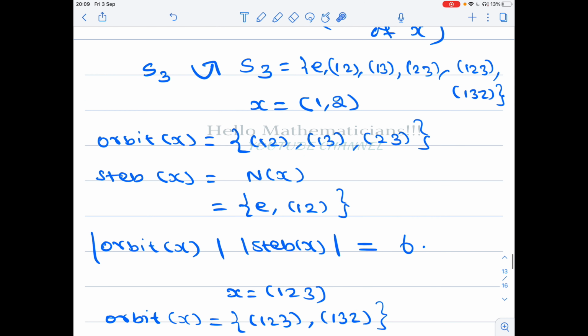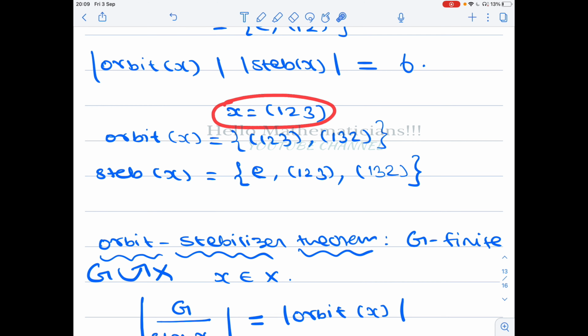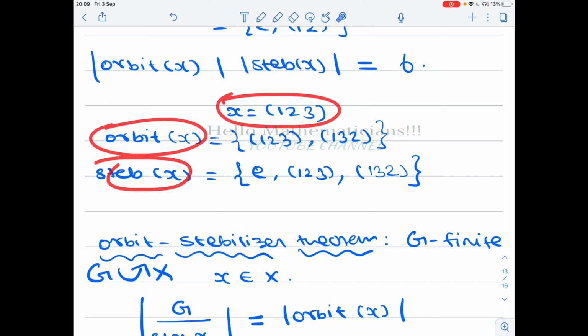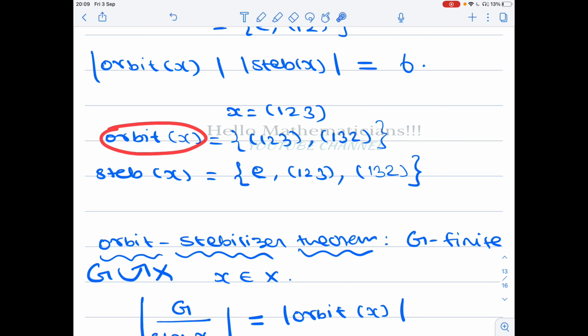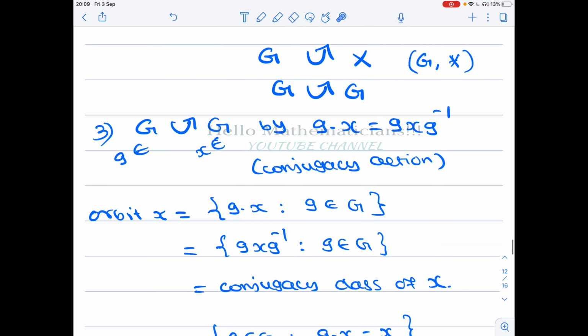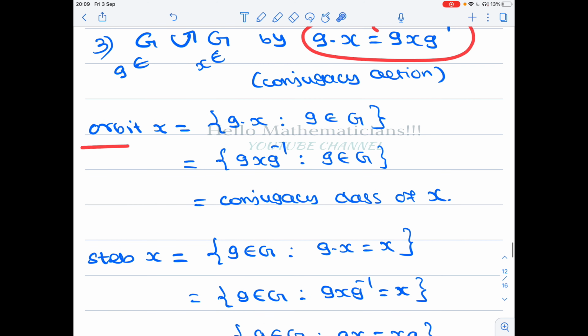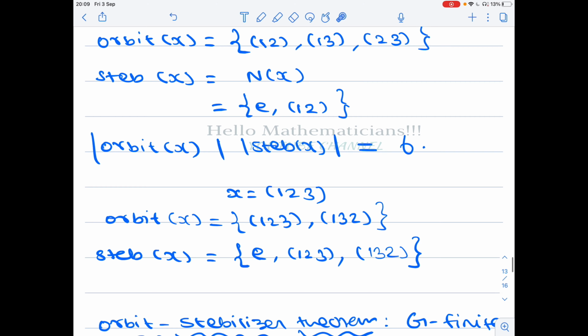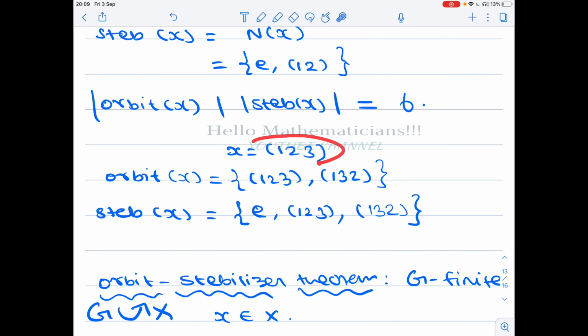So for x equal to 1, 2, we calculated, and now x equal to 1 to 3. For this element we calculate the orbit and stabilizer. Again, the orbit is nothing but the conjugacy class for the conjugacy action. Note that only for the conjugacy action is the orbit a conjugacy class. For a different action the orbit will be different. Two permutations are conjugate if they have the same cycle decomposition. Therefore, all the three cycles belong to the orbit, because all the three cycles belong to the conjugacy class of this element. So these two are the only elements which belong to the orbit of this element.